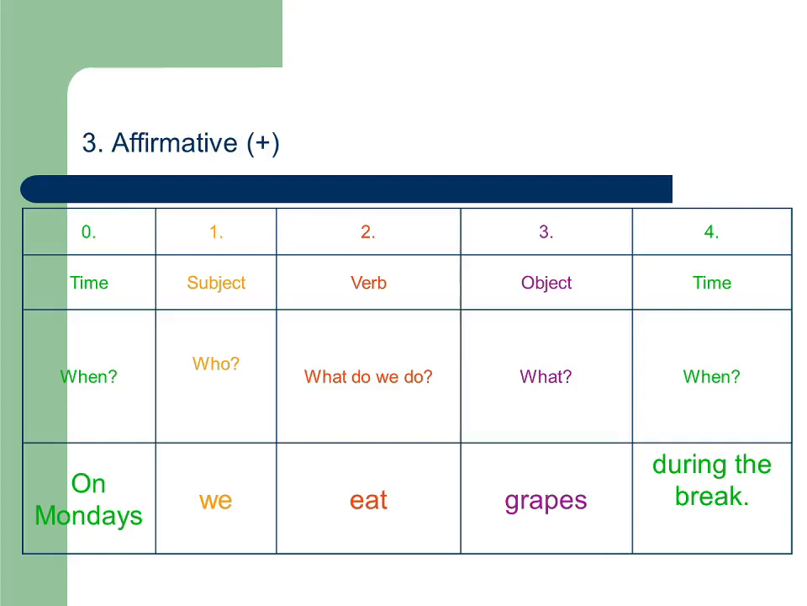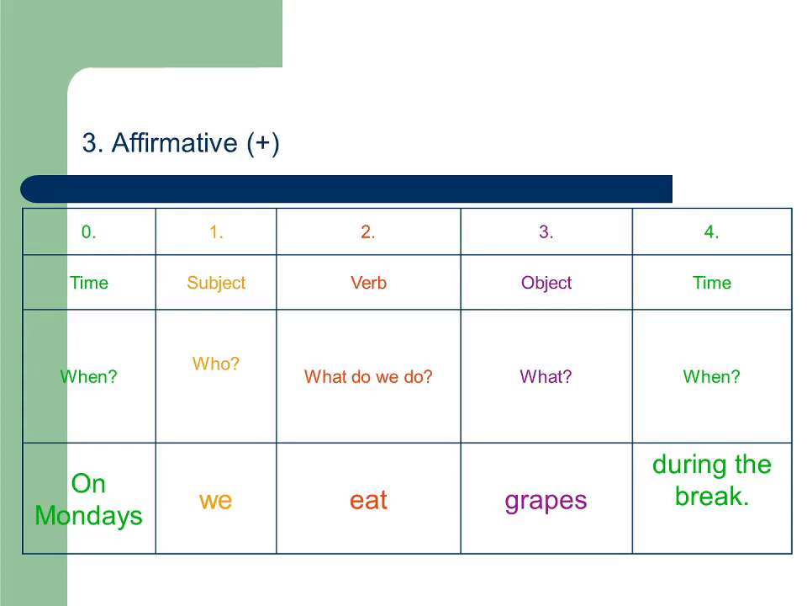Here, an example is there. You will understand it very easily. Time is always denoting the word when. Subject, who is the subject? Who is doing this work? Who is doing this action? That is the subject. What is this action? That is the verb. And where this action is being happened, that is it is grapes.